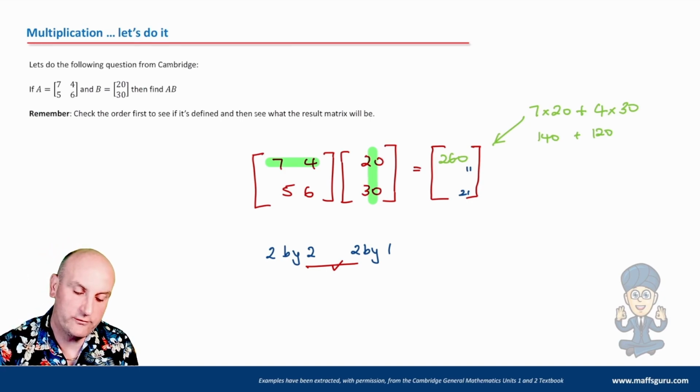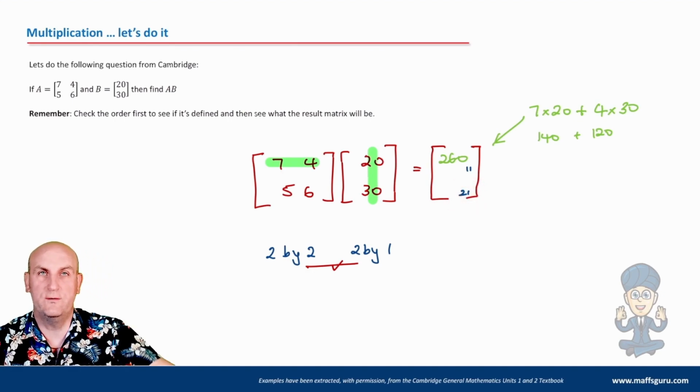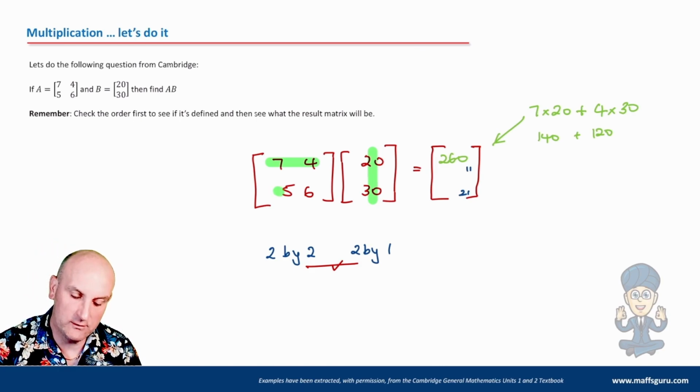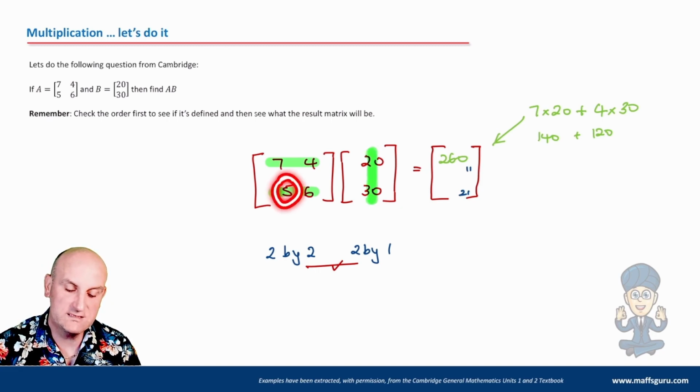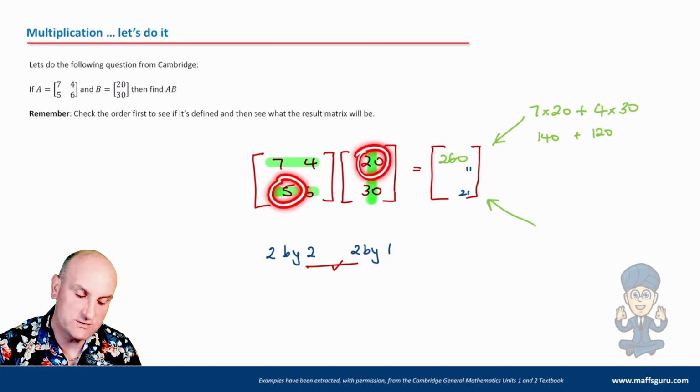What do we do now? Well, we're now going to go to our next element, and its address is 2-1. So the second row times the first column. We're now going to do this second row, 5-6, times my 20-30. And again, we pair up the numbers: the first number in the row, first number in the column, second number in the row, second number in the column. So we know that this value here is going to be 5 times 20.